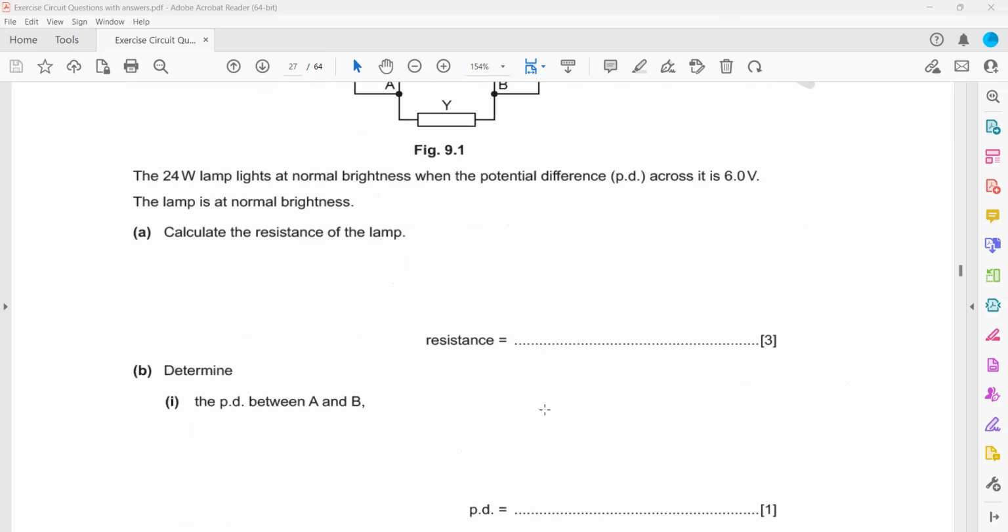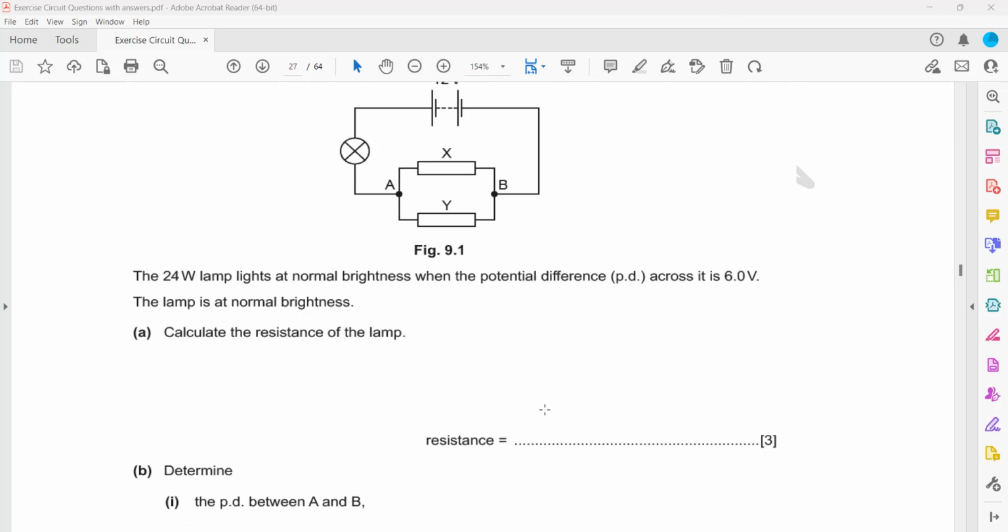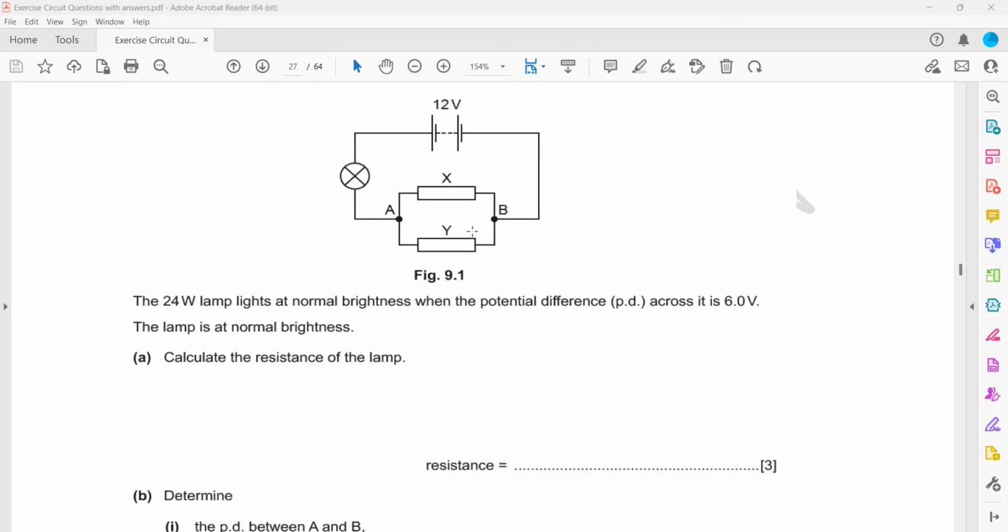Determine the potential across AB. So we just have to determine it directly. You don't need to show any calculation here. If it's 6 volt, the remaining voltage will be there. That is 6 volts and 6 volts. So what is the potential across A and B? That is 6.